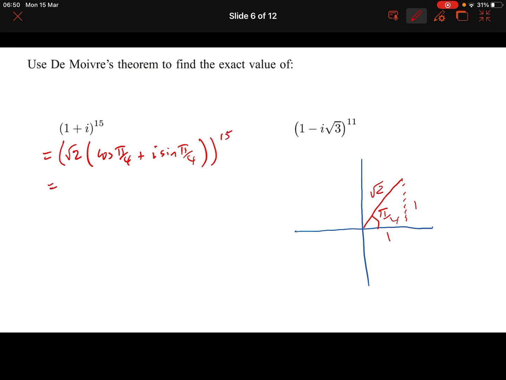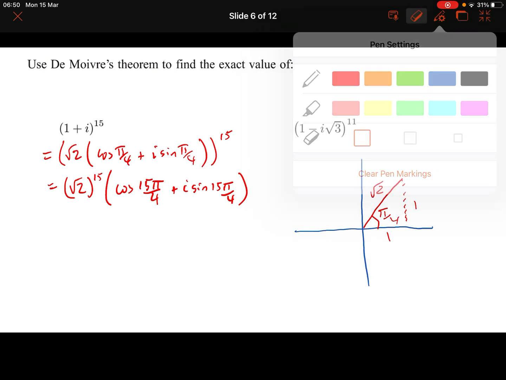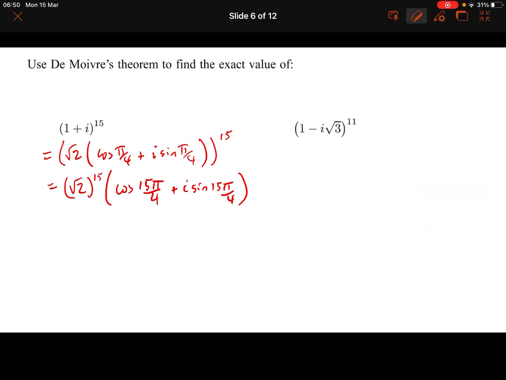Using de Moivre's theorem, I will write this as root 2 to the power of 15 cosine of 15 pi over 4 plus i sine of 15 pi over 4. So I've got a new modulus and a new argument. But what you've got to do is recognise that the new argument, 15 pi over 4, is greater than 2 pi.